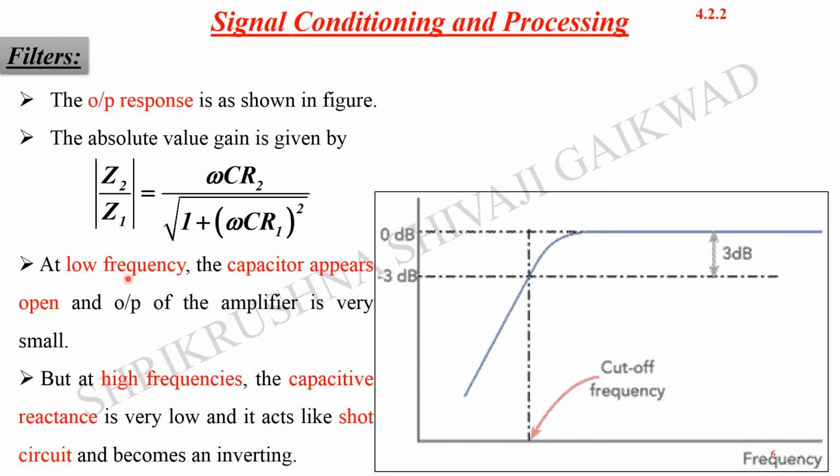At low frequencies, the capacitance appears to be open, and the output of the amplifier is very small. But at high frequencies, the capacitive reactance is very low, and it acts like a short circuit, and becomes an inverting amplifier. So this is all about high pass filters.